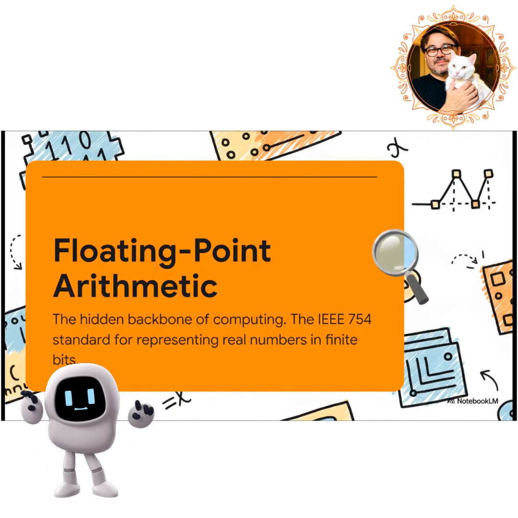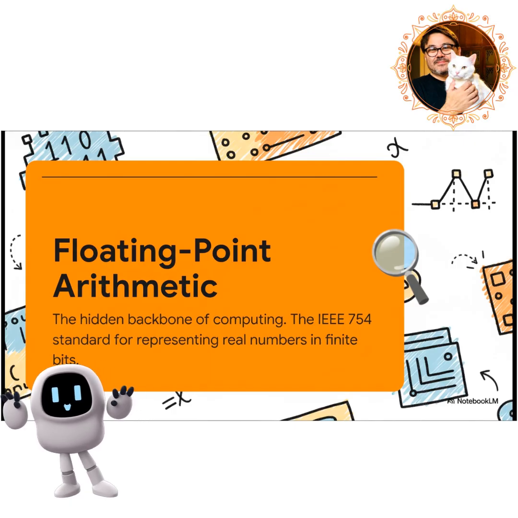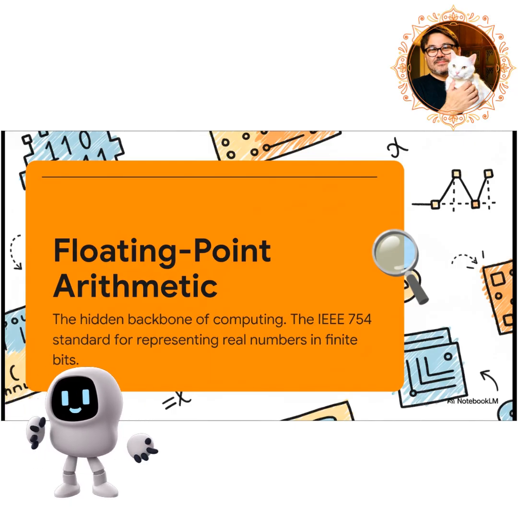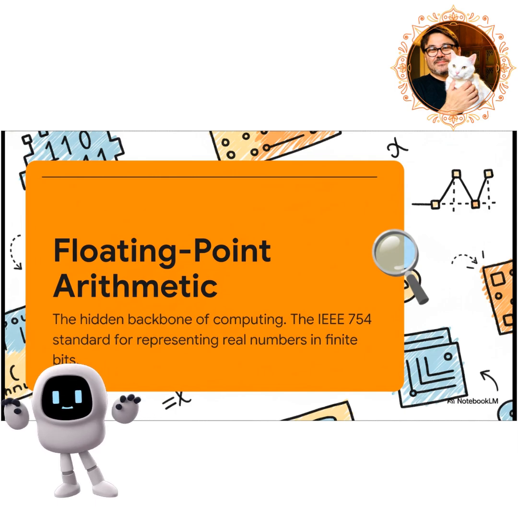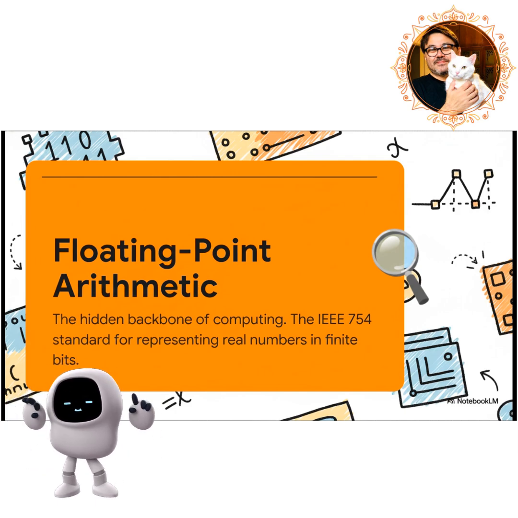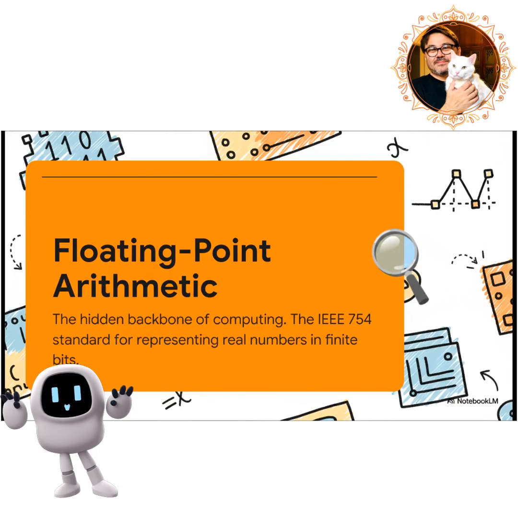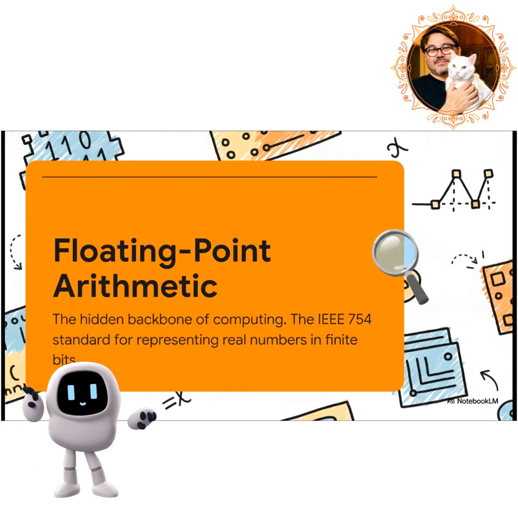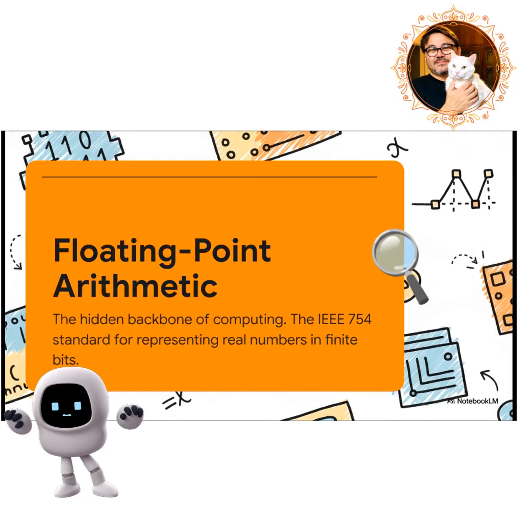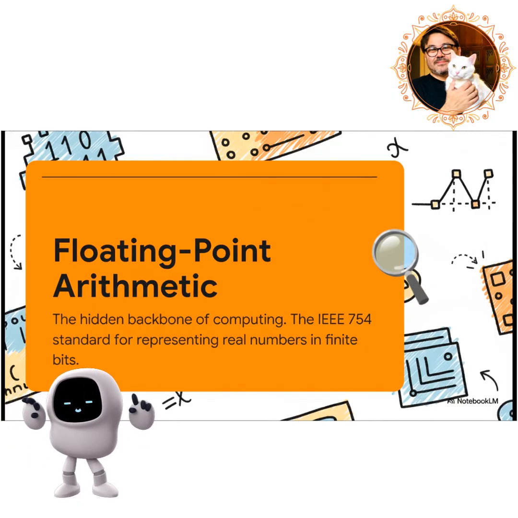The system computers use for any number that isn't a whole number is called floating point arithmetic. It's called that because the decimal point, well, the binary point, can float around to where it needs to be. Now, this isn't some chaotic free-for-all. It's all governed by a super important global standard called IEEE 754. Think of it as the rule book that makes sure every computer, everywhere, does its math the exact same way. It's the hidden engine of pretty much all modern computing.